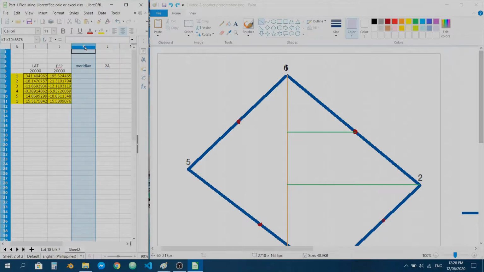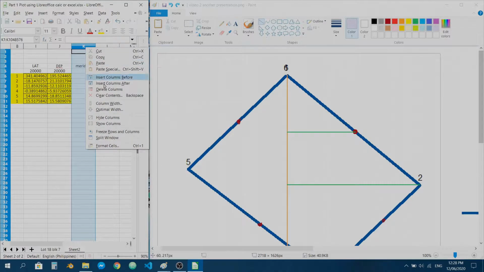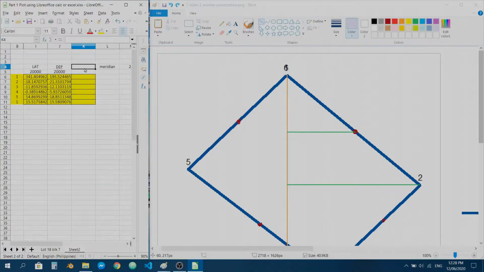Let's create another column, we'll call it half departure. Insert. Okay, let's call this half dep for half departure. Okay, and then we will divide this by 2. Let's do that for the rest of the lines.